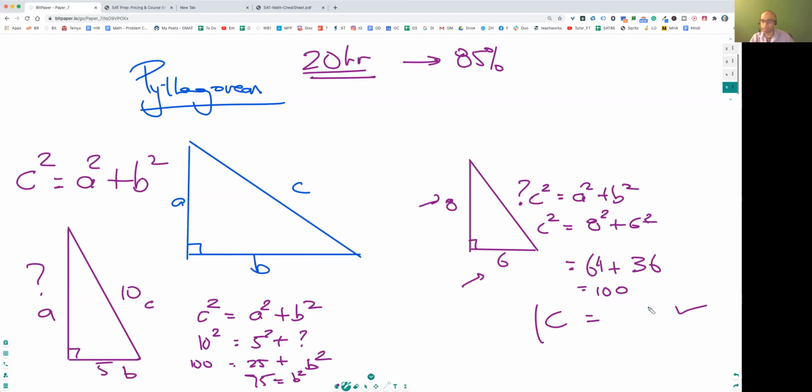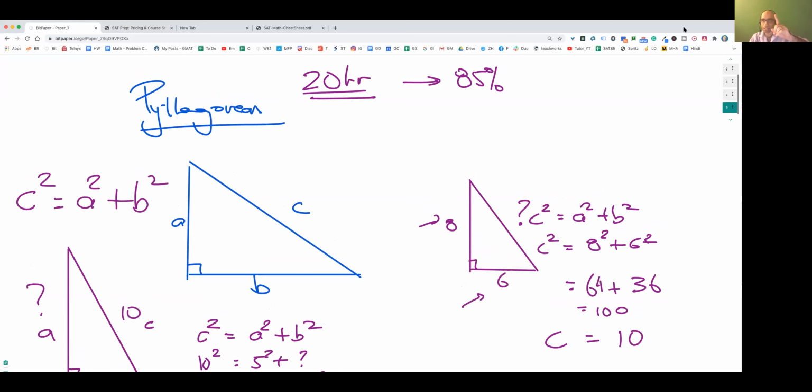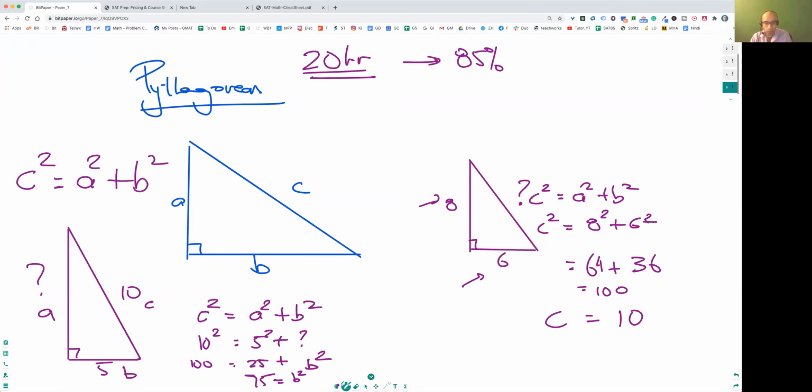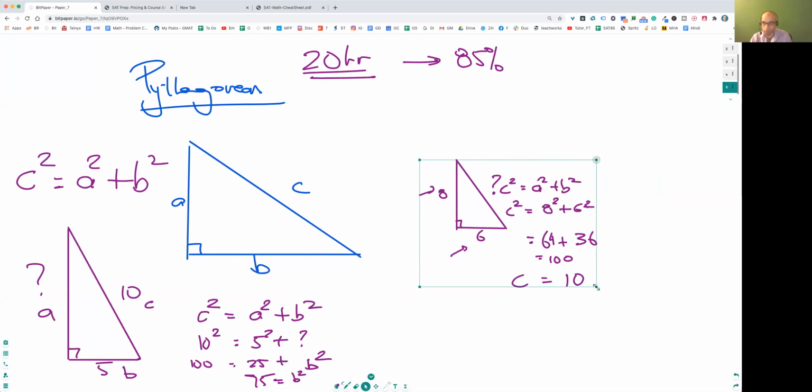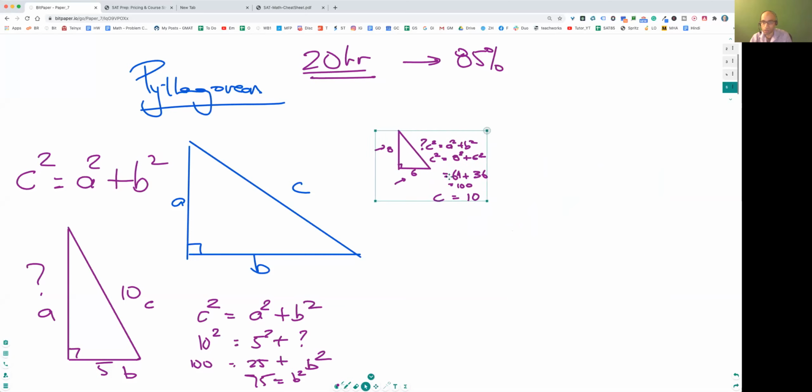Even if you can get this, it's a good start. C squared is 100, so C is 10. Right now, I'm going to give you another one. Use your calculators, guys. Who had trouble with this one on the right hand side? People who had trouble with this problem, I'm going to give you another very, very similar problem. So try to solve that, please.